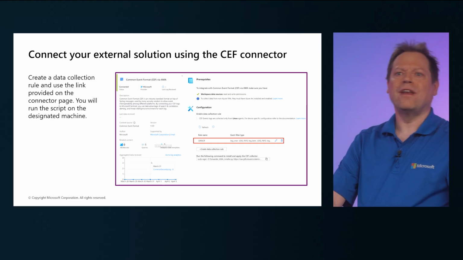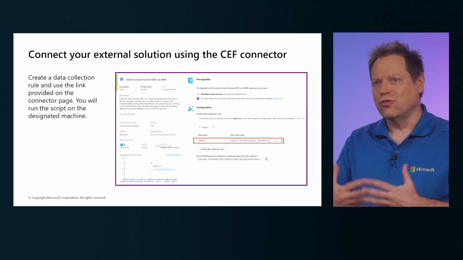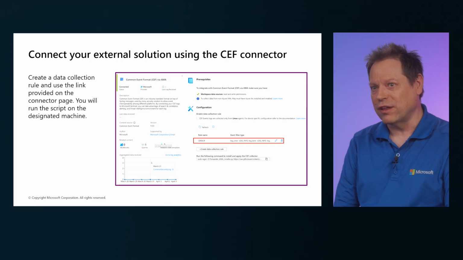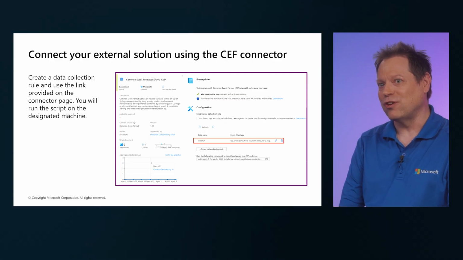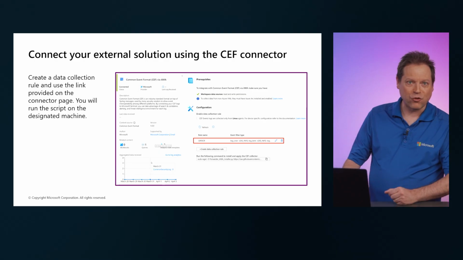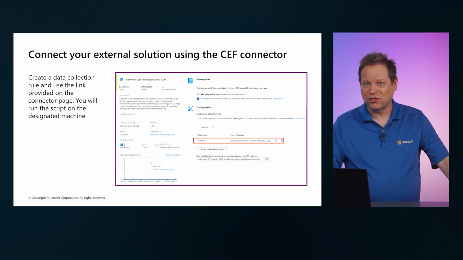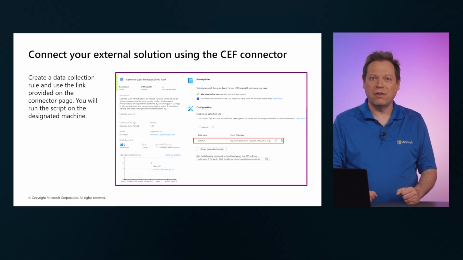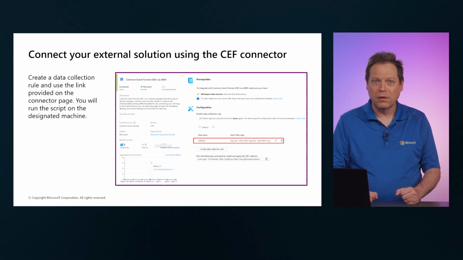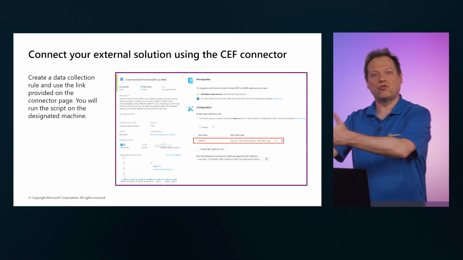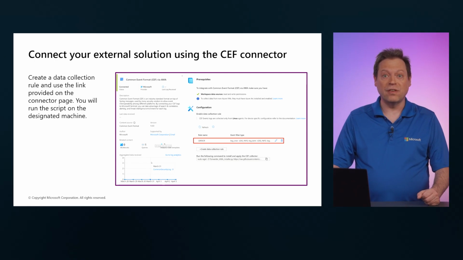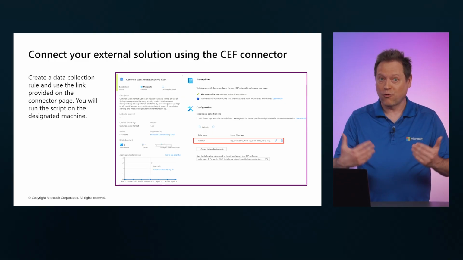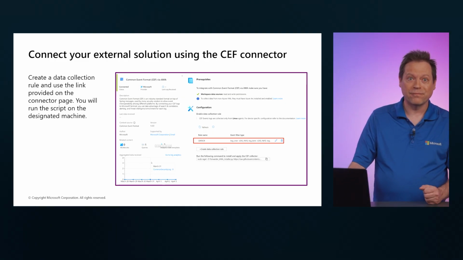Let's walk through the connection process. You start by creating a data collection rule and then use the link on the connector page to get a script. You run that script on the designated Linux machine that will act as your forwarder. That machine can be physical or virtual, could be on-prem, in Azure, or another cloud, as long as it can receive the Syslog traffic from your security solution.